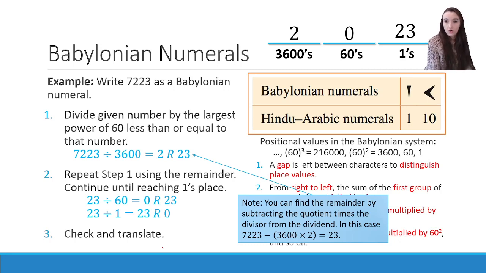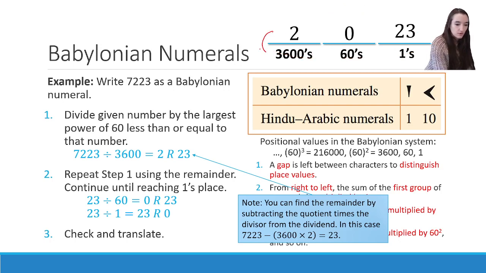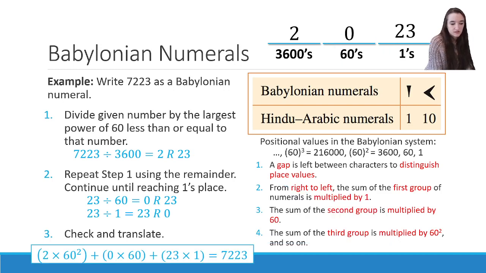Now, how do we check our work? Because there's a lot of room for error in problems like this, especially if you don't fully understand how to get the remainder properly. So we can check our work by taking this and finding the Hindu-Arabic version. So remember, multiply, add. I'll go 2 times 3600 plus 0 times 60 plus 23 times 1, and as long as that actually equals 7,223, which it does, that means we got it right.